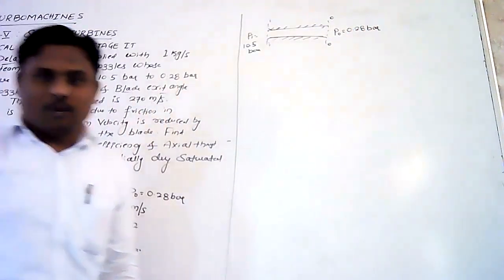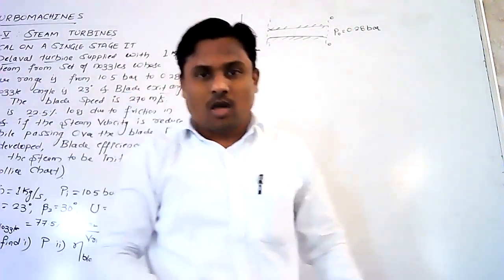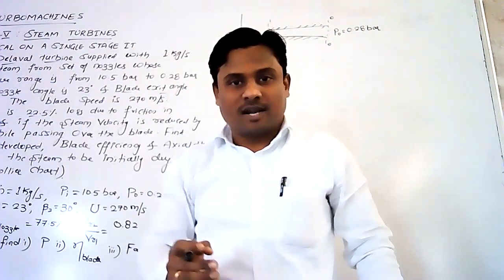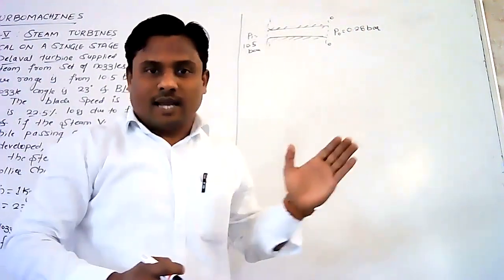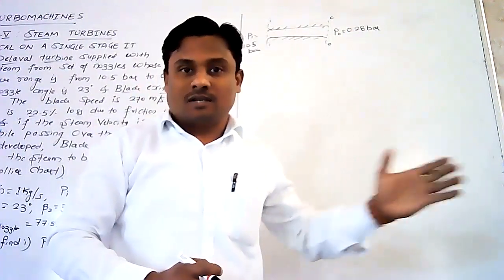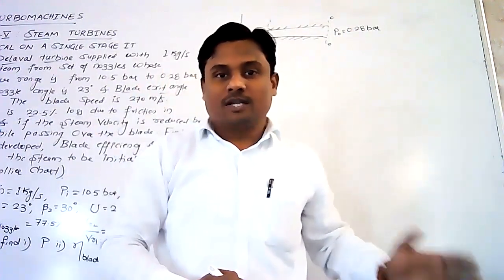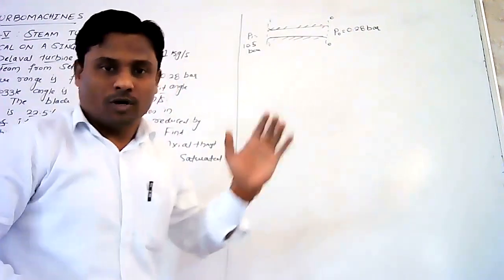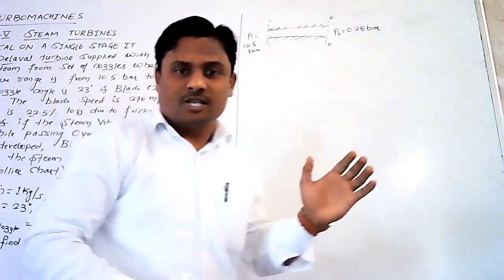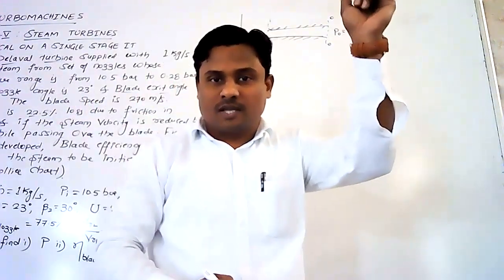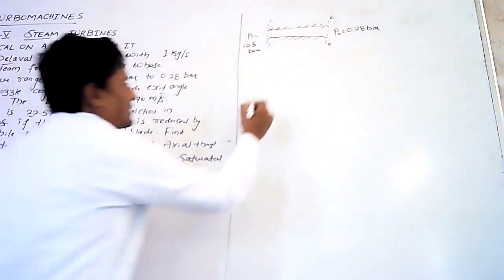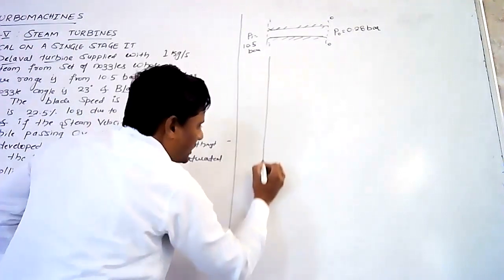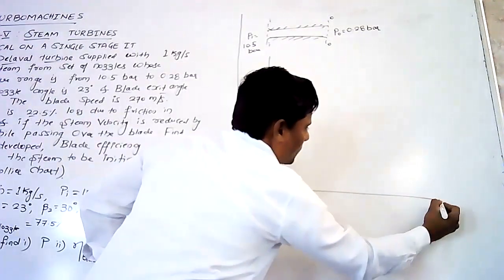Now, from your thermodynamics data handbook, or you can use the steam tables by R.S. Khurmi, SI units, at the end of the steam tables, on the last page, you can find the Mollier chart. Basically, the Mollier chart is a plot between the specific enthalpy on the y-axis and specific entropy on the x-axis. So let us draw the Mollier chart here.